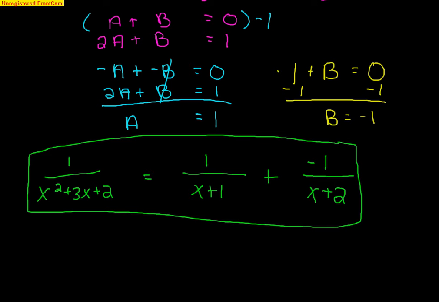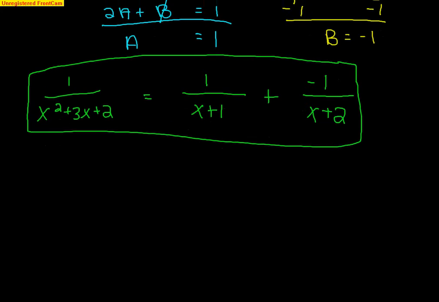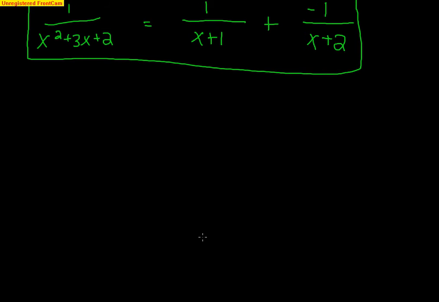Alright, so that was a distinct linear factor problem, and now we are going to try a different one. We are going to do an irreducible quadratic problem. So when you're doing an irreducible quadratic problem, you're going to set it up a little bit differently than the distinct linear, but you're going to use the same steps to solve for your constants.